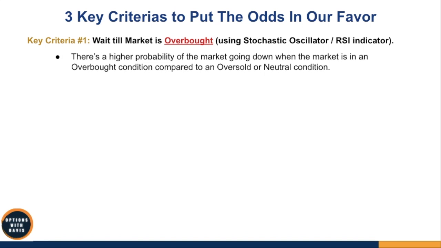So the first criteria is to wait until the market is overbought, right? So how do you know whether the market is overbought? You can use indicators such as the stochastic oscillator or the RSI indicator. Now, these are just indicators to tell you the condition of the market, right? It tells you whether the market is overbought or oversold.